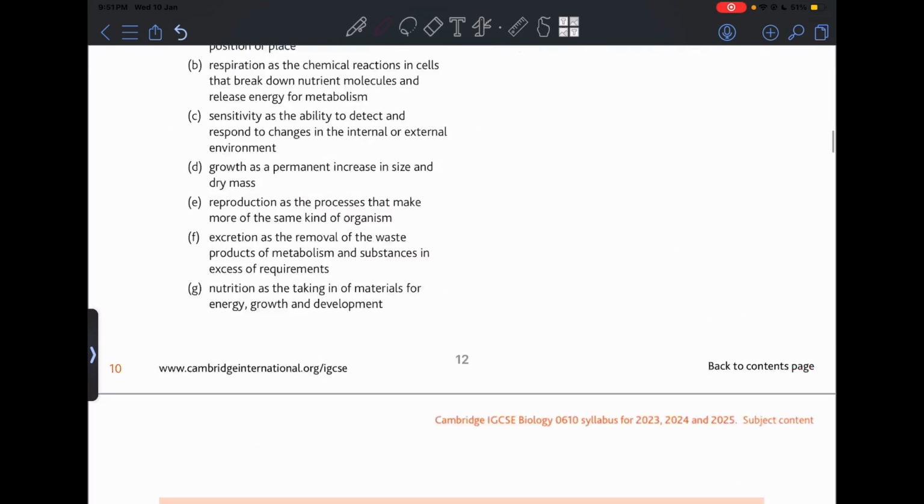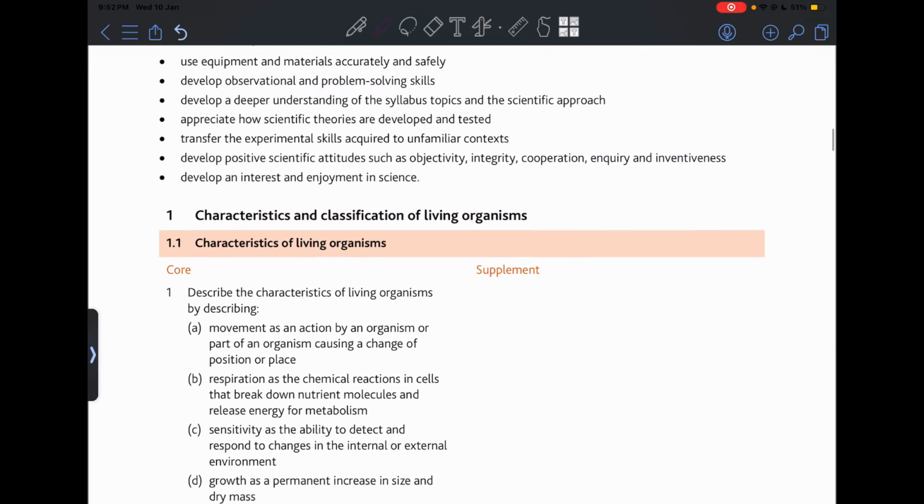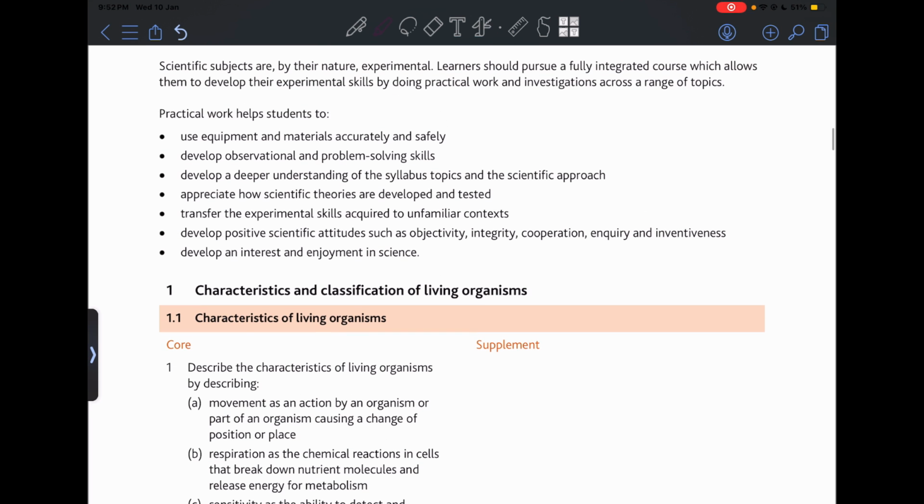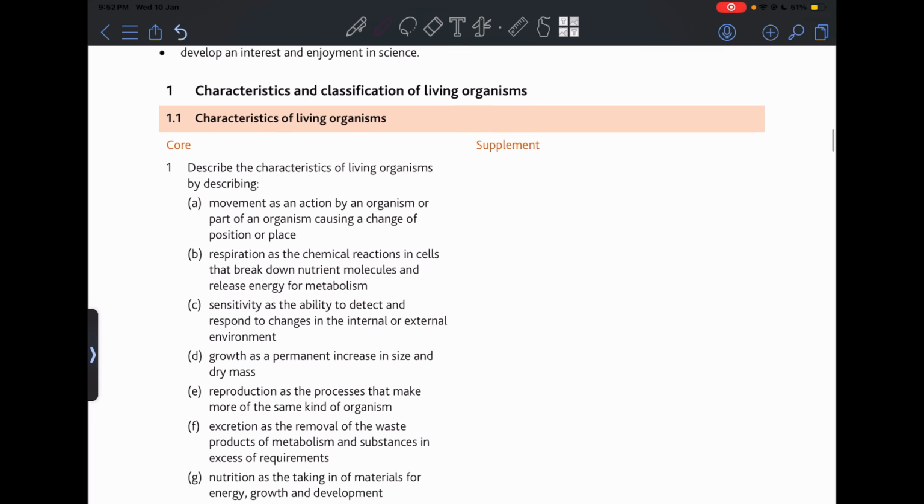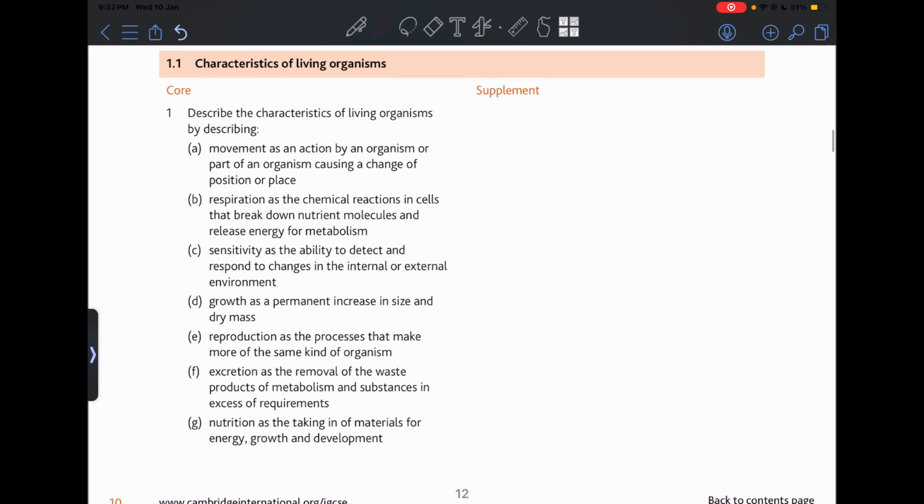Okay, now chapter 1, this is the first thing that you're going to learn if you're taking IGCSE biology. So number 1 is the definitions. If it's written core and there's nothing in the supplement, it is for the extended students too. There is no extra information you need to know if you're an extended student.